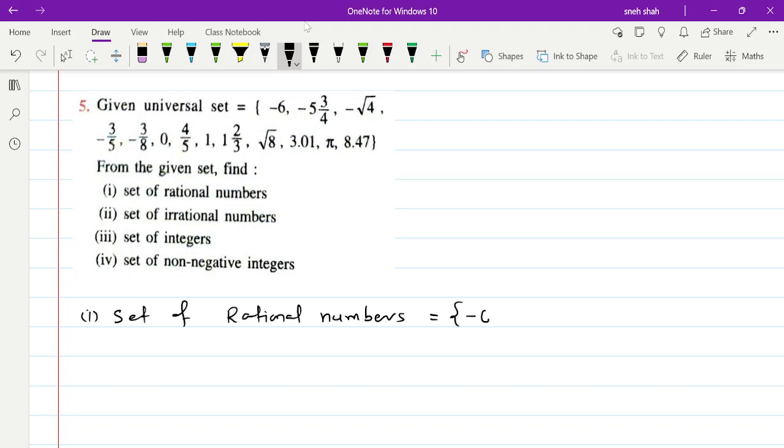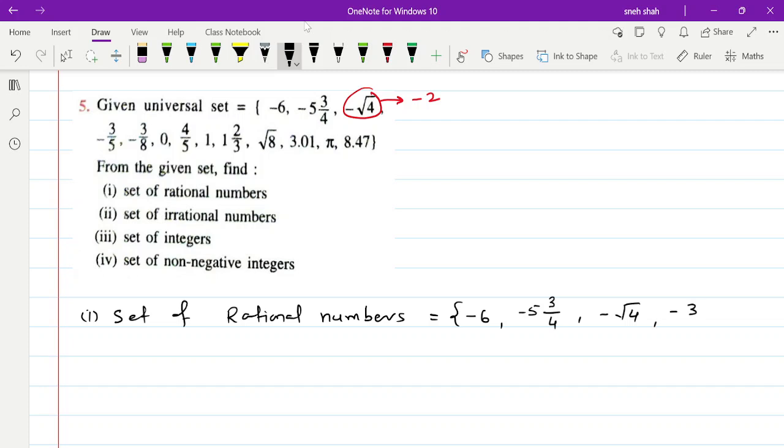of rational numbers. Next, -5 3 upon 4. All the mixed fractions are also part of rational numbers. So, -5 integer 3 upon 4 is the next number. Negative of √4. Now, in spite of being a square root, we can write this as -2. So ultimately, this will fall into the set of rational numbers. So negative of √4 comes under rational.